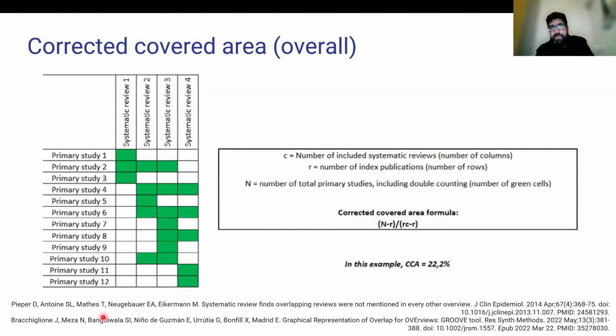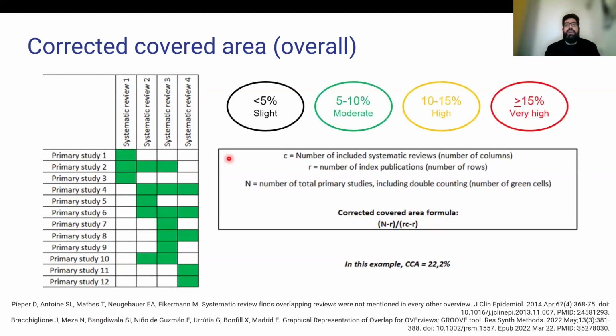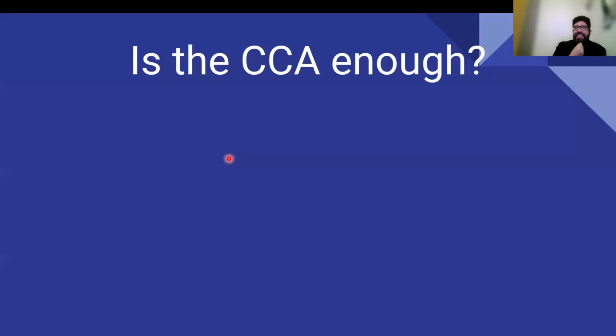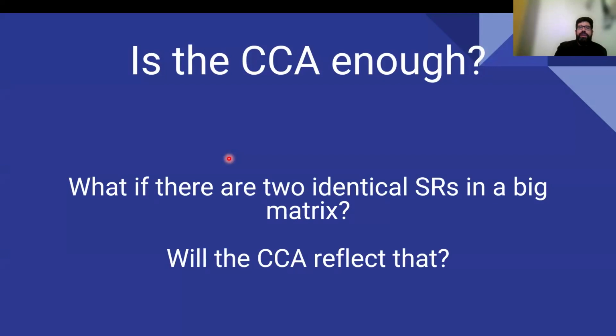Is that a little? Is that too much? Well, there's a broad guidance where you can interpret that less than 5% is a slight overlap, 5 to 10 is moderate, 10 to 15 is high, and above 15 is very high. The question is, is the CCA enough? What if there are two identical systematic reviews in a big matrix? Will the CCA reflect that?